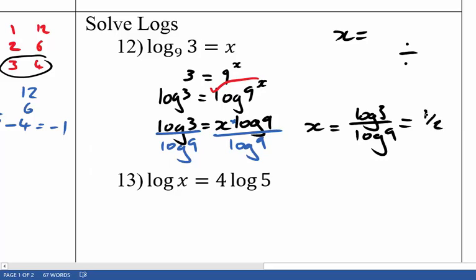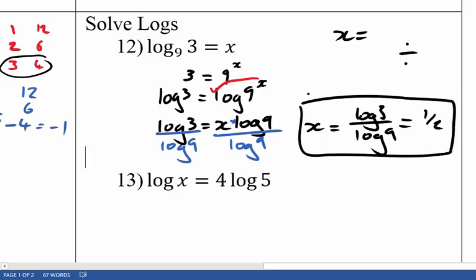Okay, so I will put a box around there, and I can always test that. I can go back to this point here and say, well, 9 to the power of a half is the same as a square root, so the square root of 9 is 3, and so that makes sense. X should equal a half.